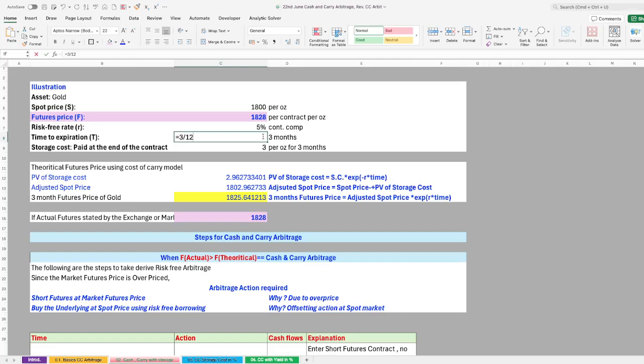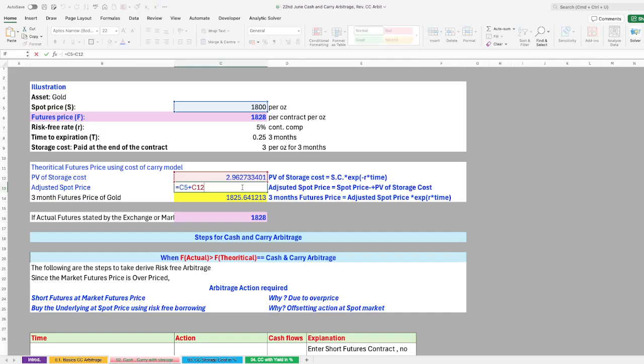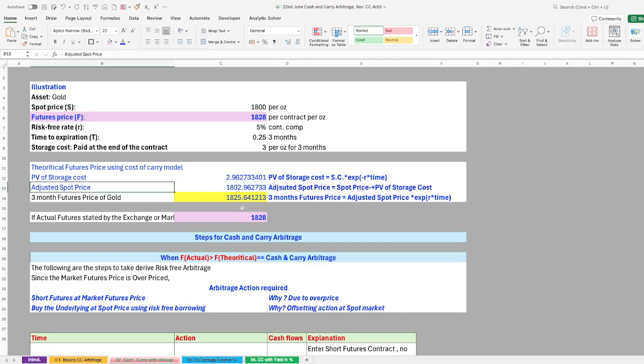The time is 3 by 12. Now the storage cost is to be paid at the end of the contract. So the theoretical cost of carry model says first we have to calculate the present value of the storage cost, which is 3 times exponential of minus 5% times the time. So we get 2.96. Now add the present value of the storage cost to the spot, so we get the adjusted spot price.